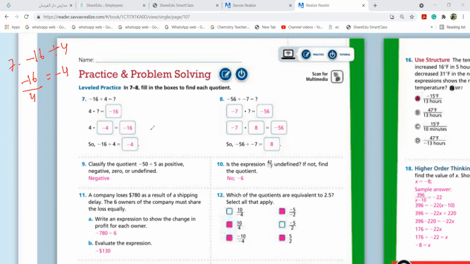You don't need to worry about that, because they know that division is the inverse of multiplication. When 16 divided by 4 is 4, that means 4 times 4 is 16. Yes? Yeah.